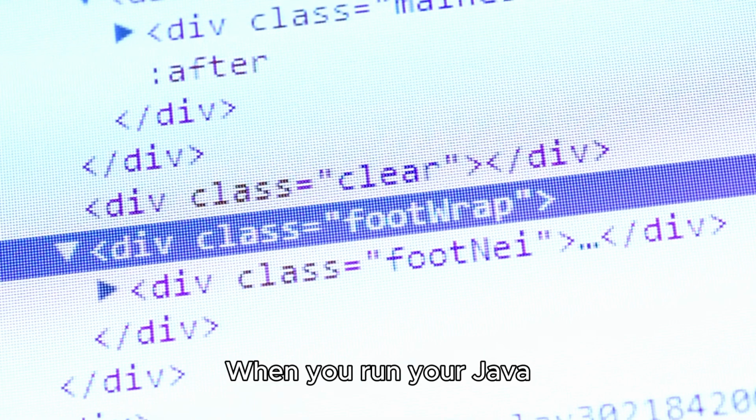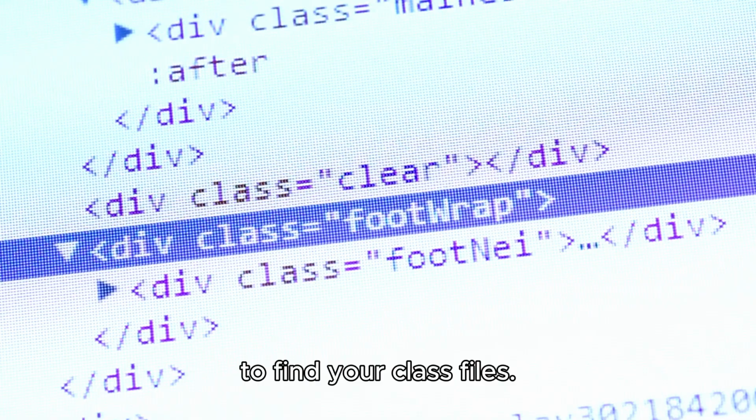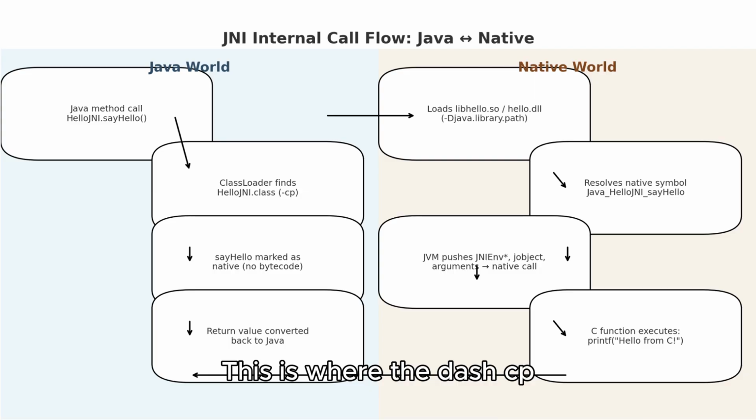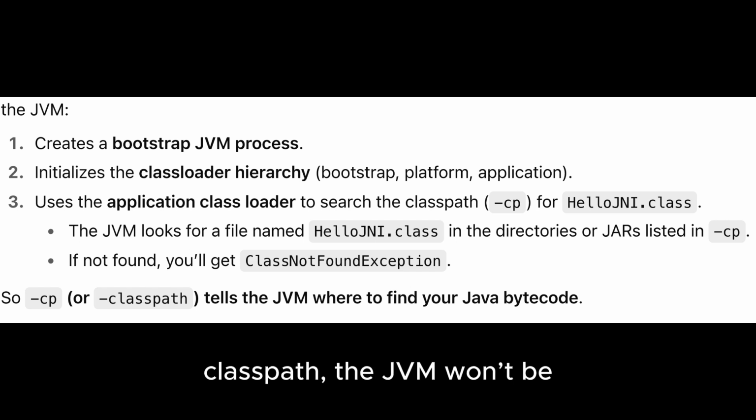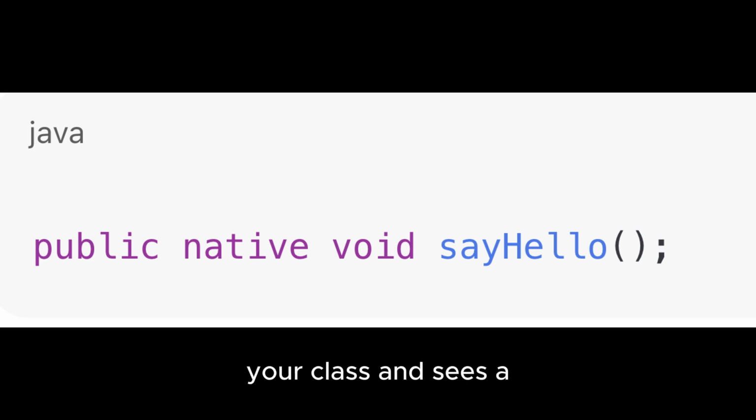When you run your Java program, the JVM first needs to find your class files. This is where the -cp option, also known as classpath, comes in. Classpath tells the JVM exactly where to look for your compiled Java classes or jar files. If your class is not on the classpath, the JVM won't be able to load it and you'll get a ClassNotFoundException.